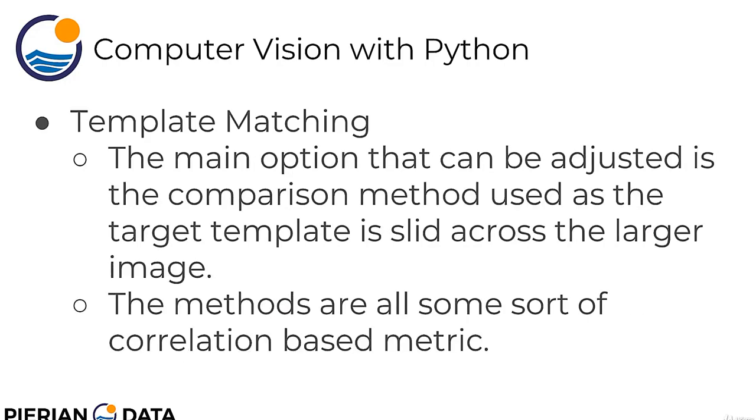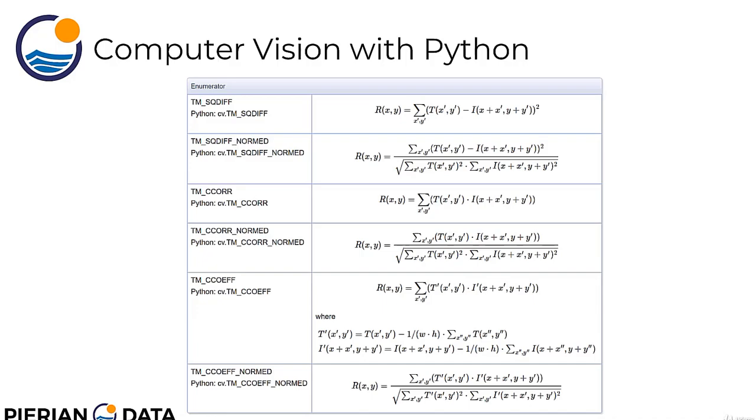Now, the main option that can be adjusted when it comes to template matching is how you are actually making that comparison. Is it a direct one-to-one per pixel, or is there another method? All of the methods that are used in template matching are based on some sort of correlation. So here we can see the different methods that OpenCV has available. These are things like the squared difference, the normalized squared difference, the correlation coefficients, and so on. And there's the mathematical formula for how they're actually calculated.